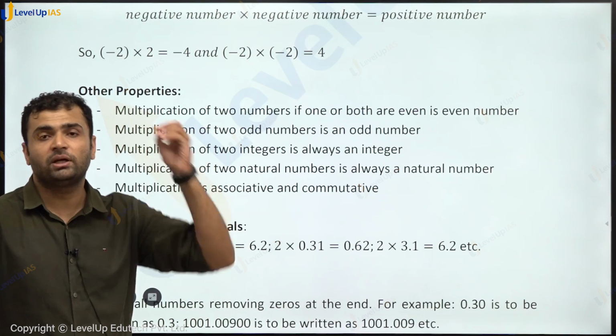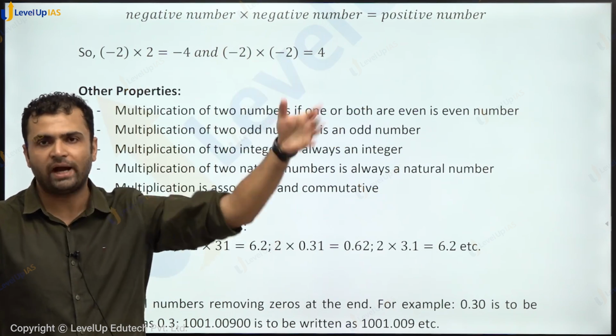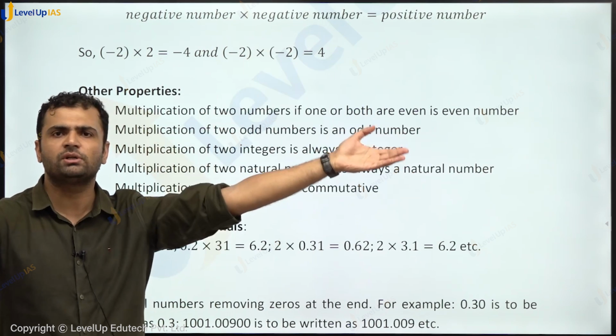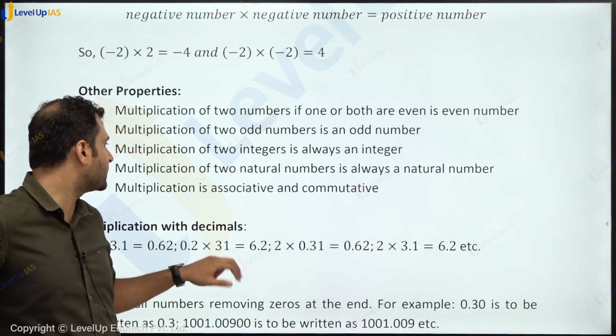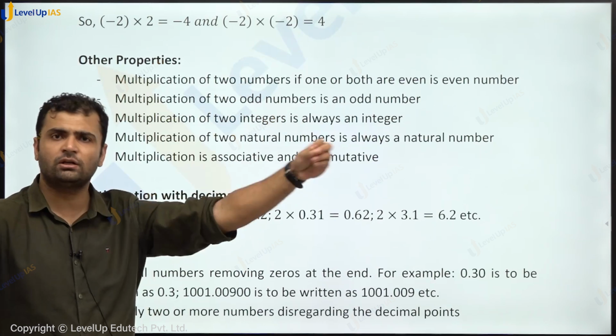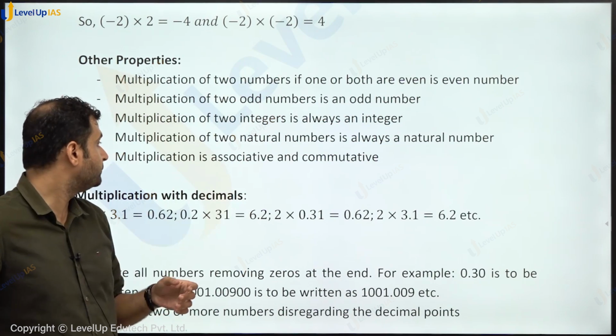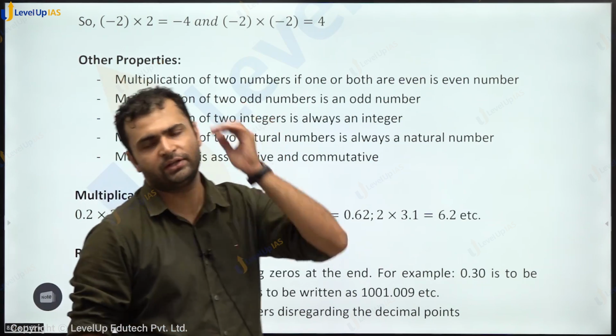Again simple. Multiplication means repeated addition. We are adding integers repetitively. If addition of integers is an integer, multiplication is also an integer, because multiplication is nothing but repeated addition. Multiplication of two natural numbers is a natural number, because addition of two natural numbers is a natural number. Multiplication is also associative and commutative like addition that we have seen.